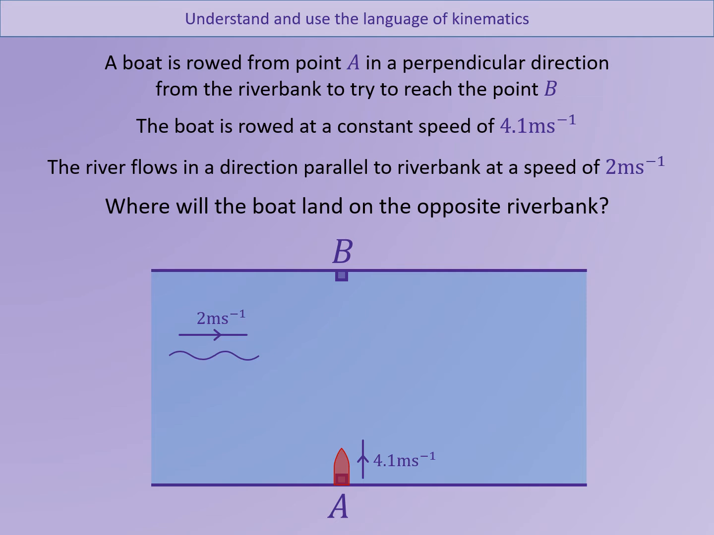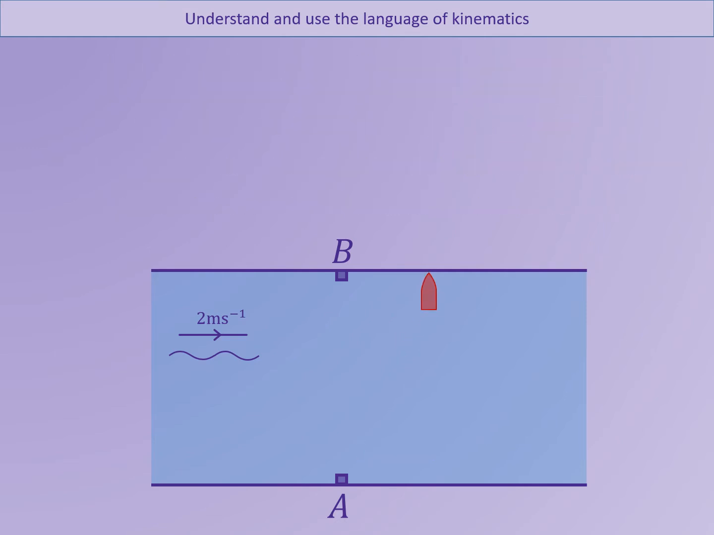We want to consider where the boat will end up. Now, because the boat is trying to travel straight across the river, but it is being swept along by the currents, it will actually end up further downstream. We want to know what angle the boat approached the opposite riverbank.